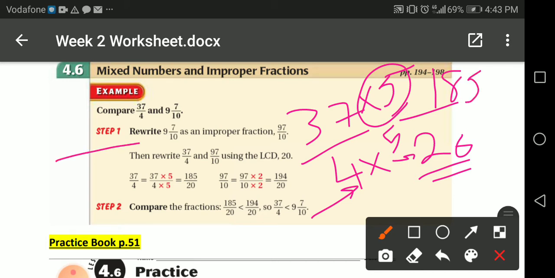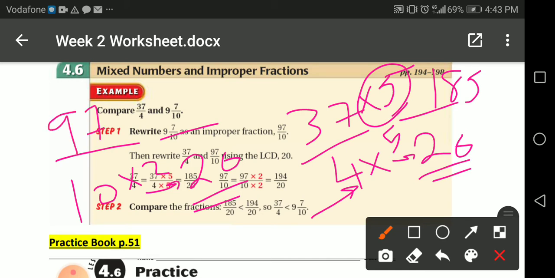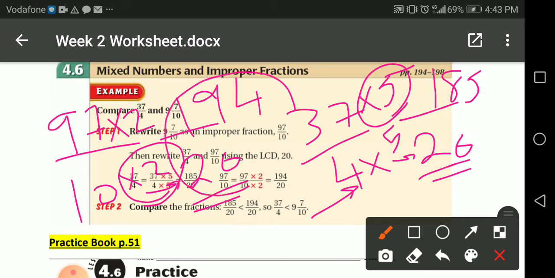What about the other one? It's 10. I want to convert the denominator into 20. 10 times what, because of the LCM? 10 times 2 is 20. And what I do down, I do up. So this must be multiplied by 2. 97 multiply 2 will give you 194. So the answer is 194 over 20, okay?